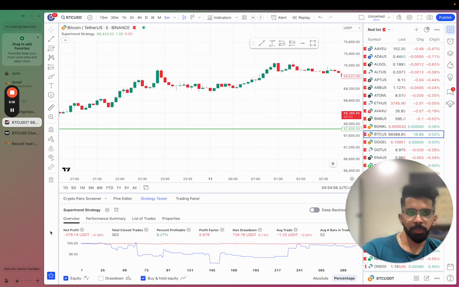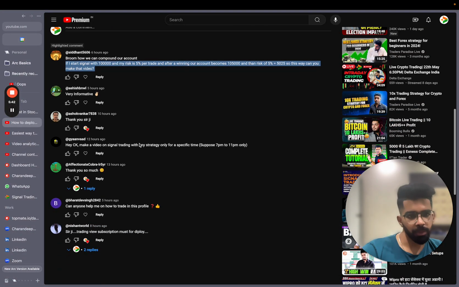So you can see if you compound it based on 5% of equity, you get different numbers here. Now the percentage profitable will obviously remain the same. The profit factor will obviously remain the same, but net profit, maximum drawdown, and average trade will change. Average number of bars per trade will always remain the same. So this is how you can compound your strategy.